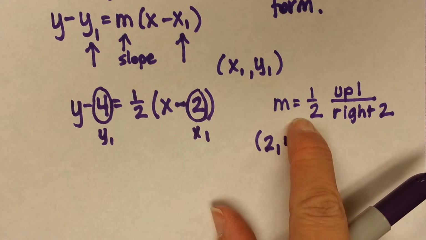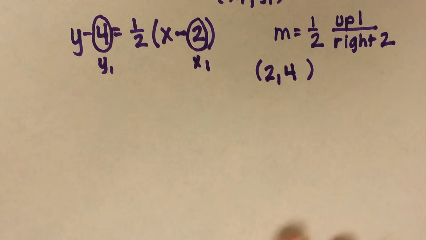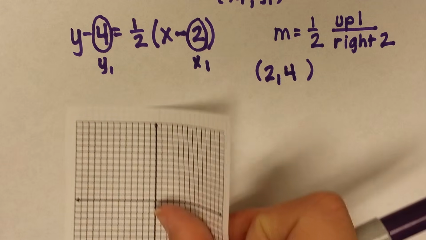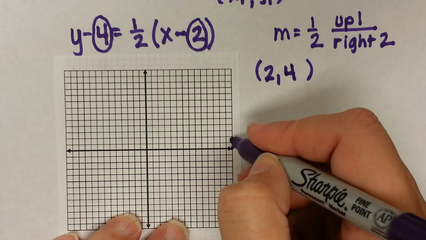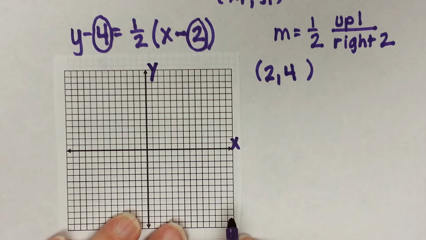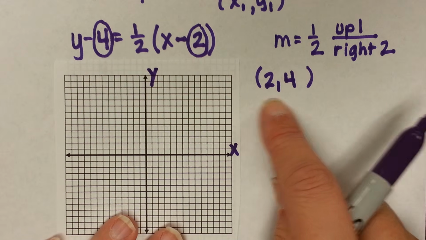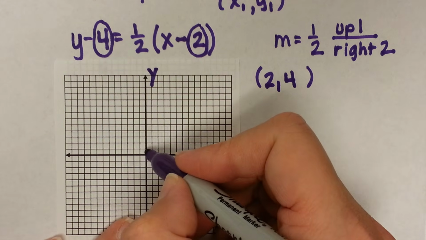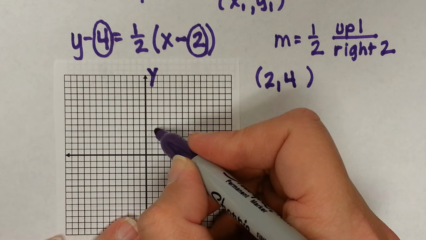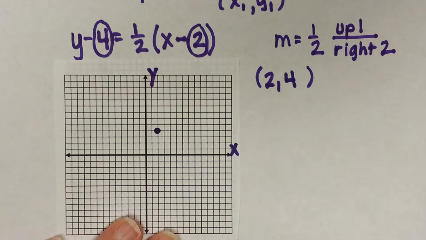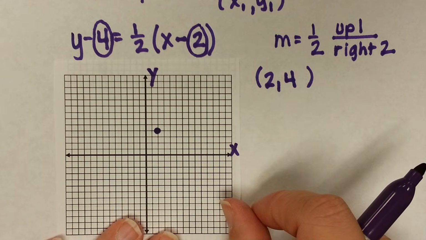Alright, so we have a point and a slope. So let's put those on our graph. So here's a graph for us. Here's our x-axis and our y-axis. So we have the point (2, 4). So if we start at the origin, we go to the right 2 and up 4. 1, 2, 3, 4 for our first point. Here's our point (2, 4).